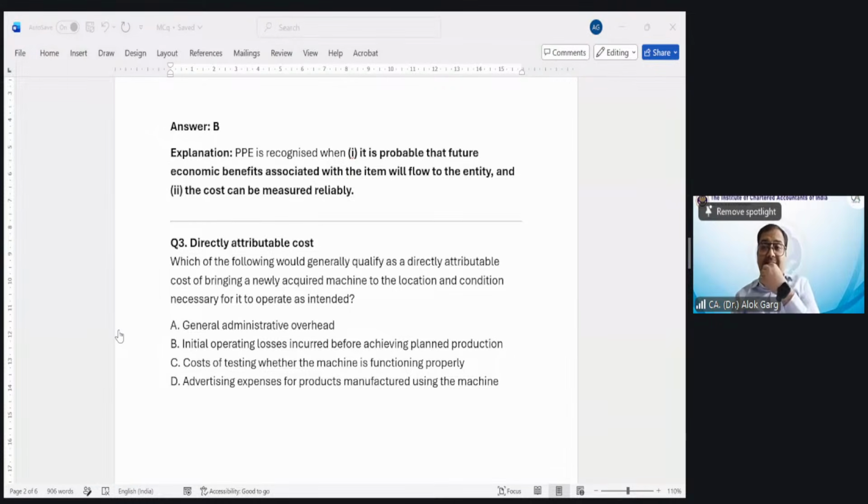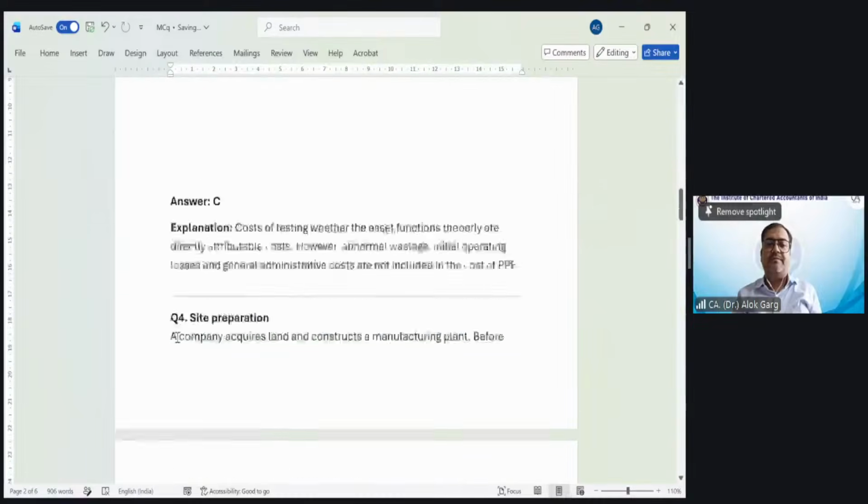Yes, you are absolutely right. It is cost of testing. C is the right answer. Okay. Now, next question.